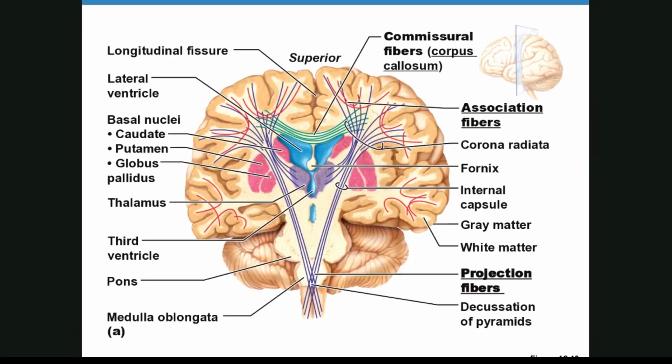Okay, these are the commissural fibers, which are in the corpus callosum, left brain, right brain communication. Association fibers, all through here, different parts of the brain are associating with each other. And then we have your projection fibers. And you can notice that they are decussating or crossing over in the medulla oblongata, so that this part of the brain sends signals for motion, sensation, whatever, to that side of the body.